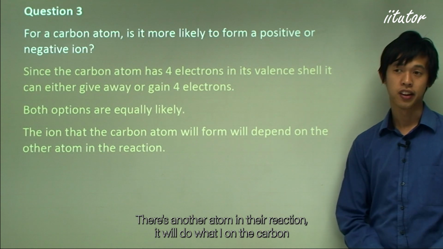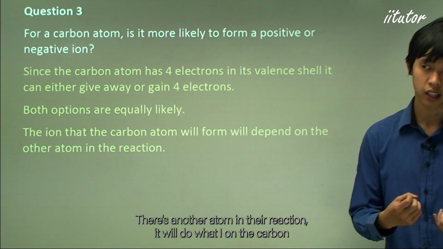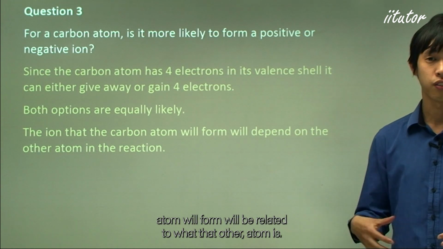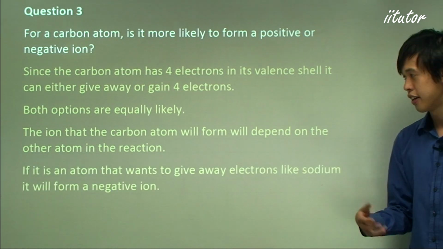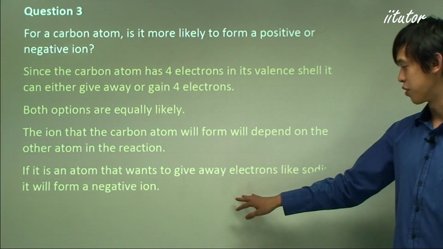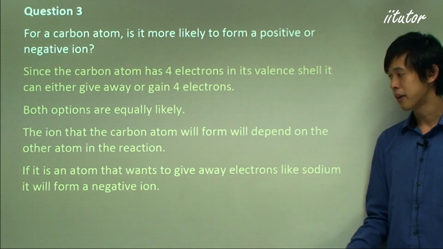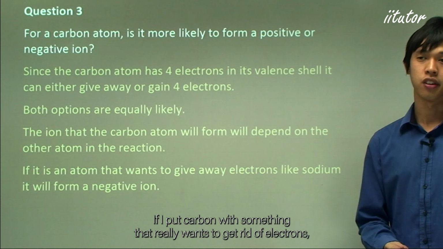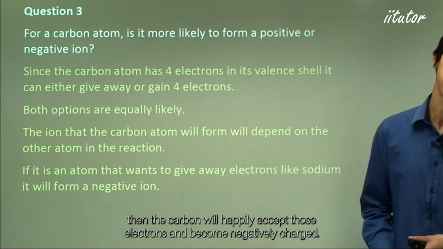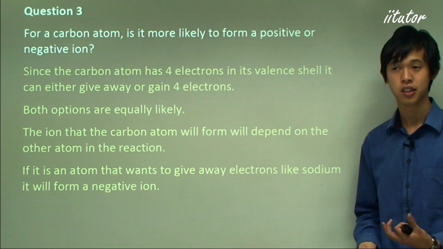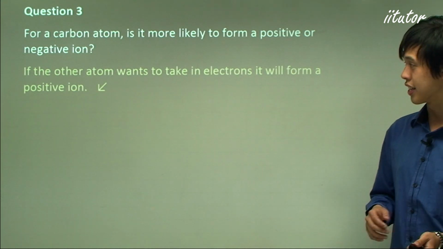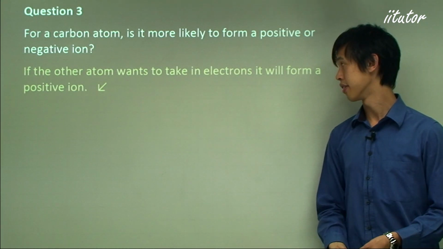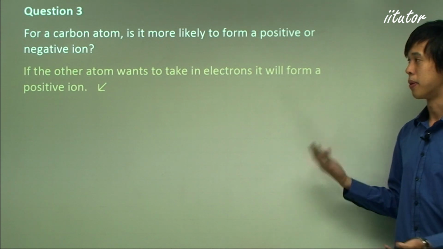There's another atom in the reaction. What ion the carbon atom will form will be related to what that other atom is. If the other atom is an atom that wants to give away electrons, like sodium, the carbon atom will form a negative ion. If I put carbon with something that really wants to get rid of electrons, then the carbon will happily accept those electrons and become negatively charged. Whereas if the atom wants to take in electrons, carbon will give away those electrons and become a positive ion.